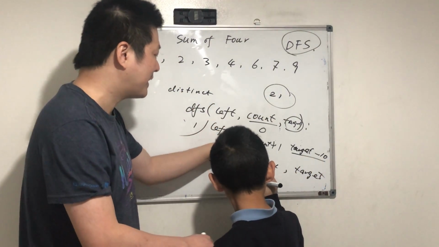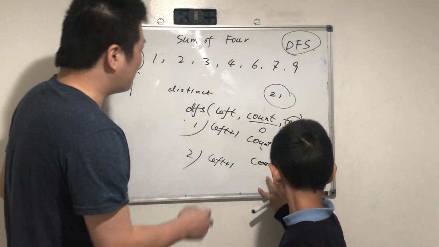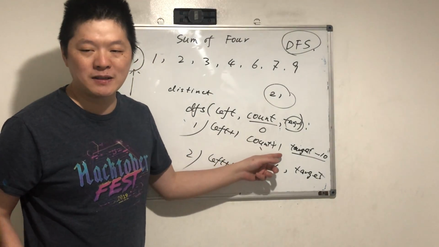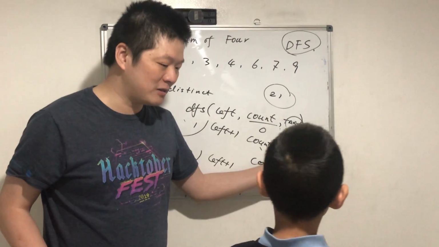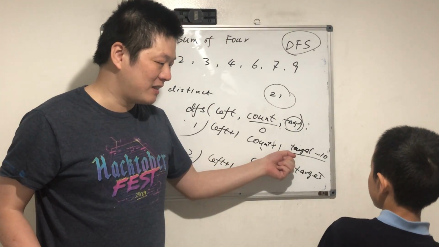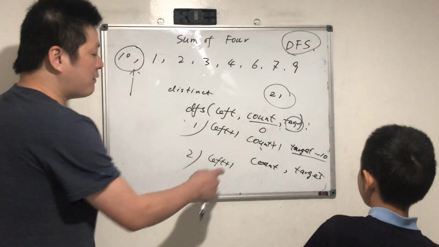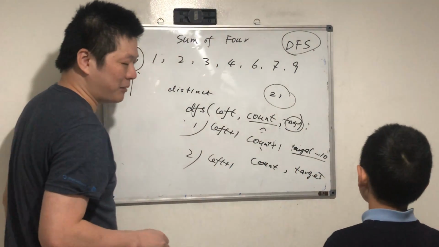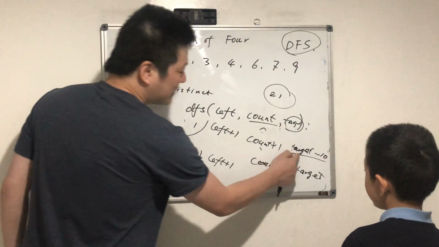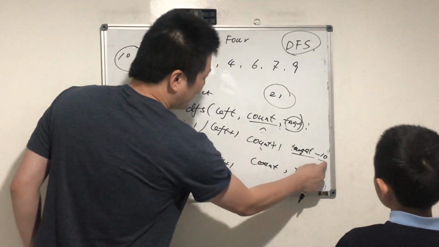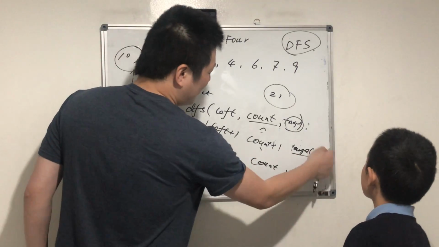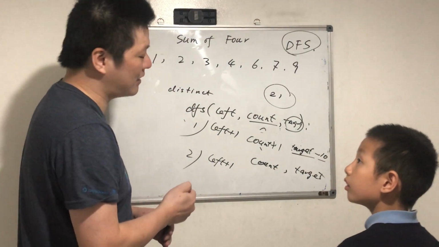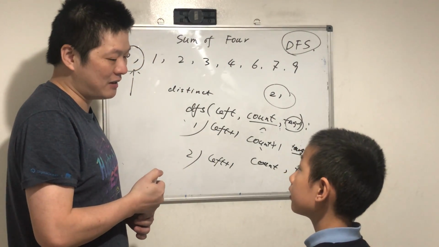If count equals 4, what should we do now? If we have already picked 4 numbers, but the target is not 0, what does it mean? If we have picked 4 numbers, but the remaining sum is not 0, what does it mean? Remember the target, if we pick 10, we need to minus 10, right?